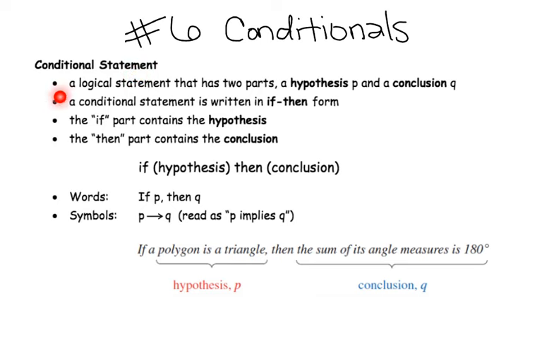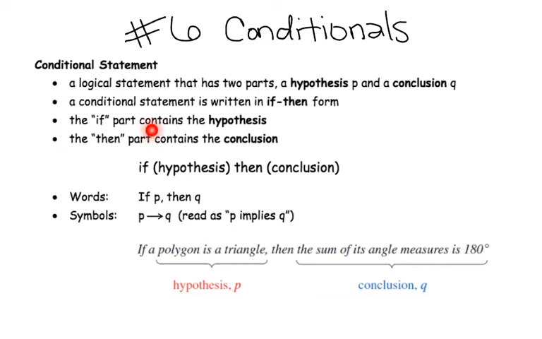So a conditional statement is a logical statement that has two parts. It has a hypothesis, which is usually your P, and a conclusion, which is typically your Q. A conditional statement is written in the if-then form. So, for example, if you give a mouse a cookie, then he'll want a glass of milk. Hopefully that book may be familiar to some of you.